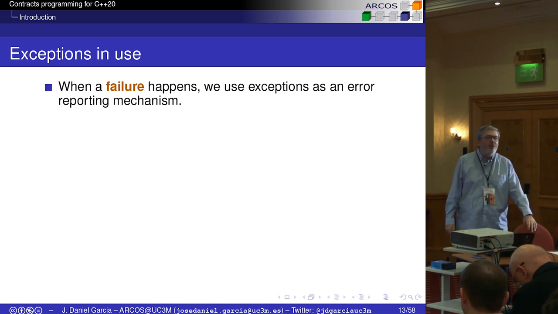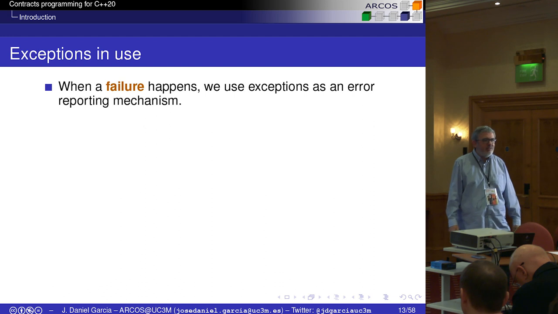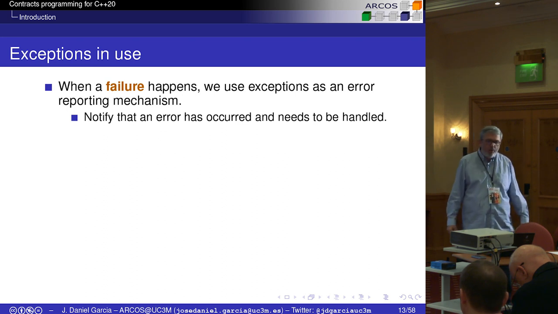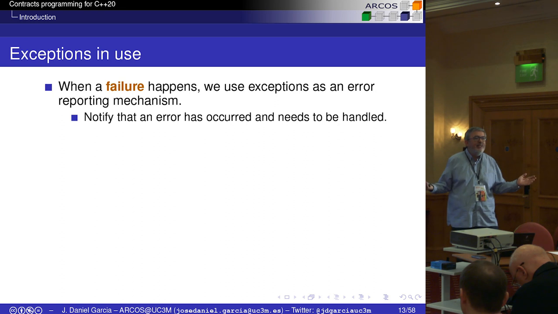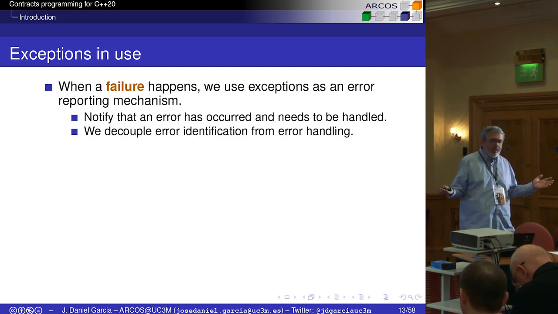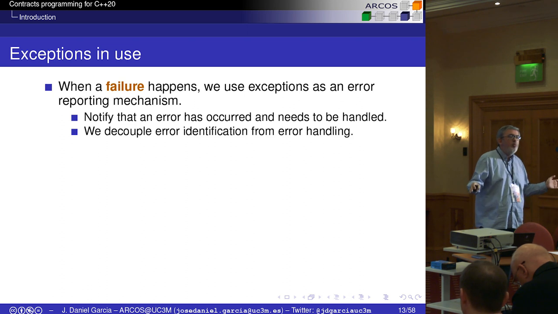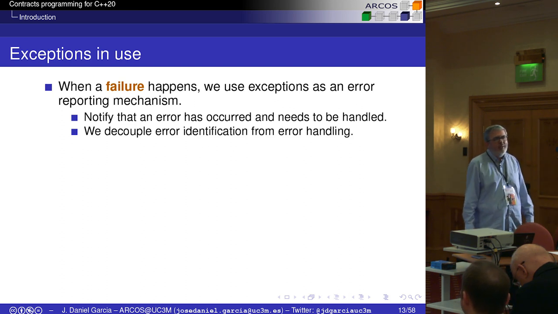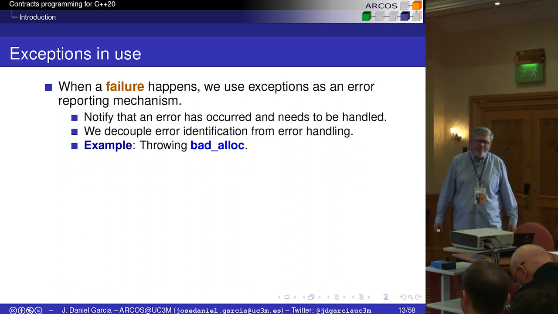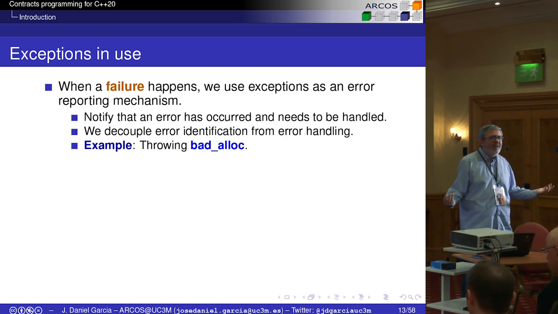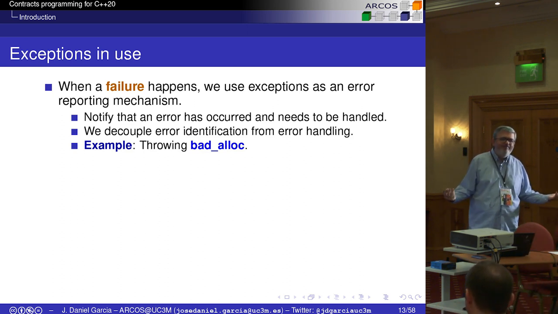Probably you have to write a bit more boilerplate code, but I understand the reasons why in many domains you are not allowed to use exceptions. But anyway, we notify that an error has occurred and that it needs to be handled somewhere. So what we are doing is trying to decouple the error identification that happens in one software component from the error handling that happens in a different place, probably at an upper level in the call hierarchy. An example of a failure is bad_alloc. I'm trying to allocate memory, and unfortunately, I cannot get memory. Okay, that's a failure.